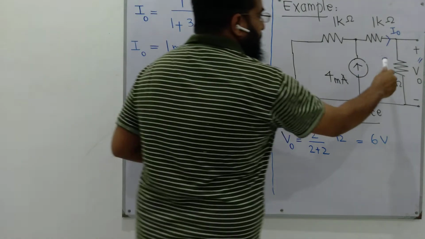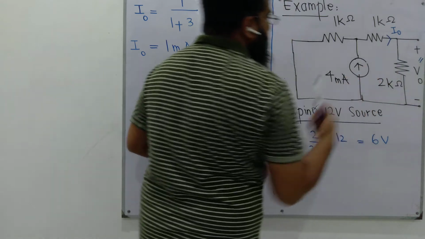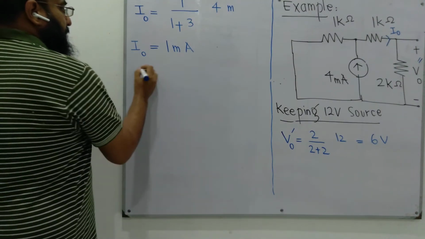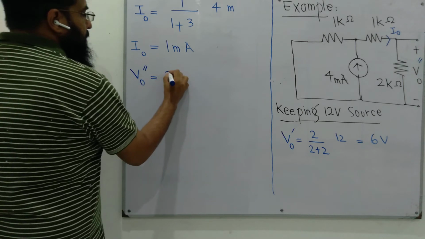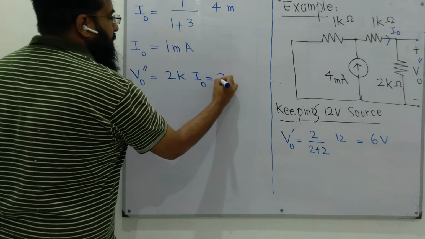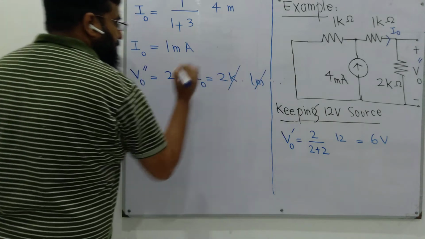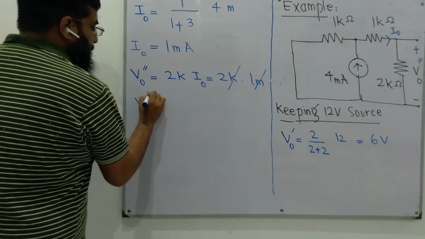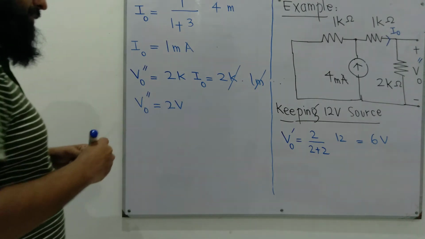And this 1 milliampere current flows through this 1 kilo ohm and 2 kilo ohm resistors. So according to Ohm's law, V out dual prime is 2k times the current flowing through it, which is I naught. 2k times 1 milli. So V out dual prime is 2 volts.